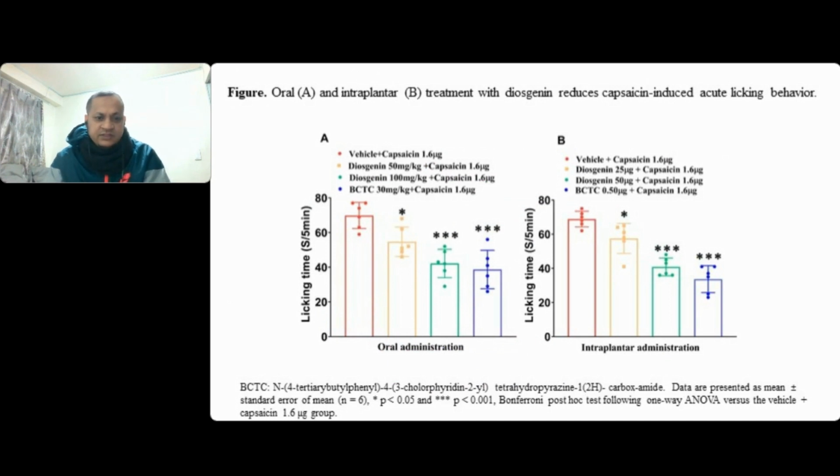So if you see this one, this one is for licking time for the oral dose. We evaluate by video scoring, and we also count how many times the animal licked the paw, and for how many seconds. When we used only capsaicin, it was like 80 seconds. Then gradually, with the low dose of 50, and then with Diosgenin, and this one is BCTC, you can see a similar action to the BCTC.